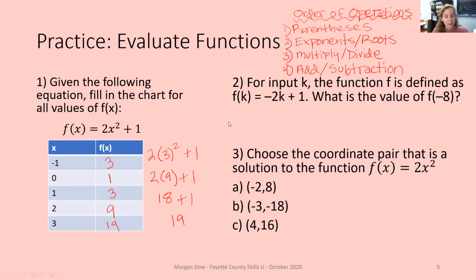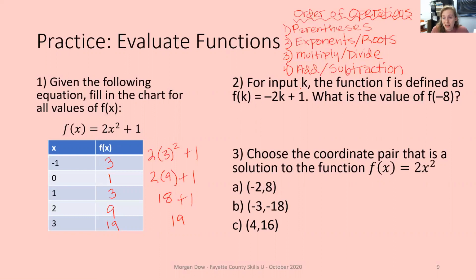All right, on to number 2. For input k, the function f is defined as f of k equals -2k plus 1. What is the value of f of -8? So this is the same type of question where they are asking you to evaluate this function for a given input value, but it's asked in a pretty different way. And I think if you were maybe taking the test and reading this question for the first time, it would look a little bit scary. It might look a little bit scary, but it's really just telling you a function.